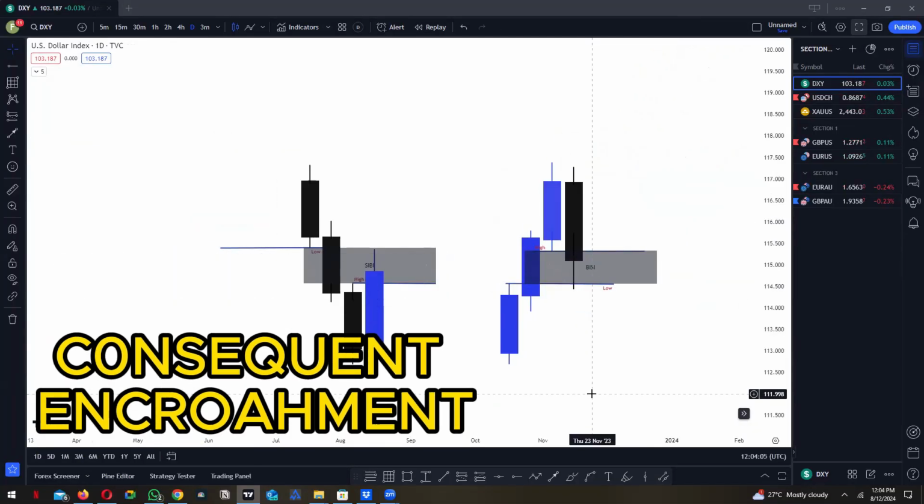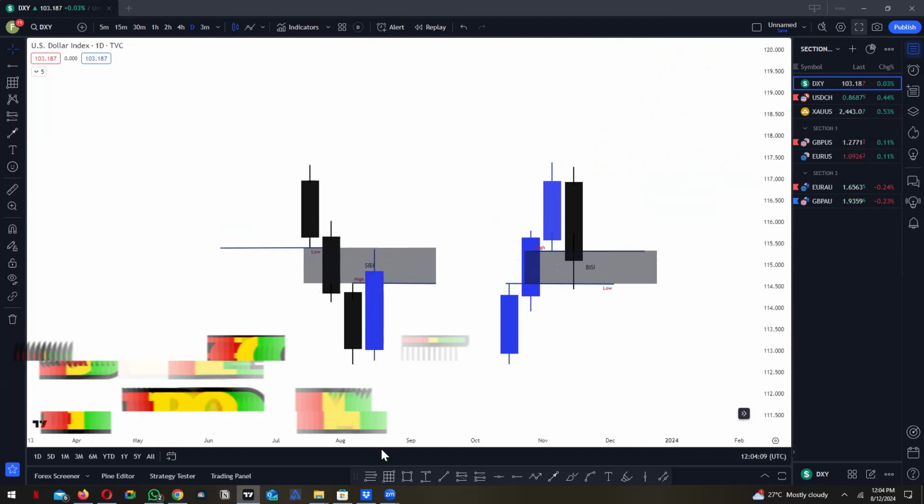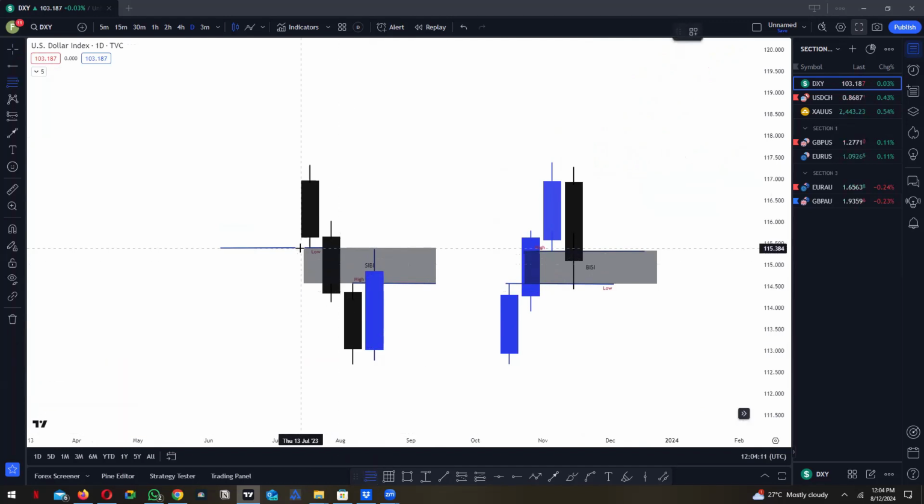So the next thing we are going to talk about is consequent encroachment of the fair value gap. The consequent encroachment of the fair value gap is basically 50% of this fair value gap. It is 50% of this whole range. So 50% of this whole range is what we call the consequent encroachment.